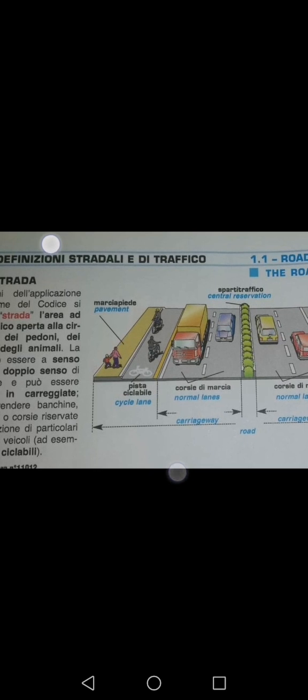Today we are going to look at the road, La Strada. In Italian, the road is called La Strada. Today we are going to define the road and we will know a whole lot of things about the road. So first, let's define it in Italian. In Italy, we define road like strada.